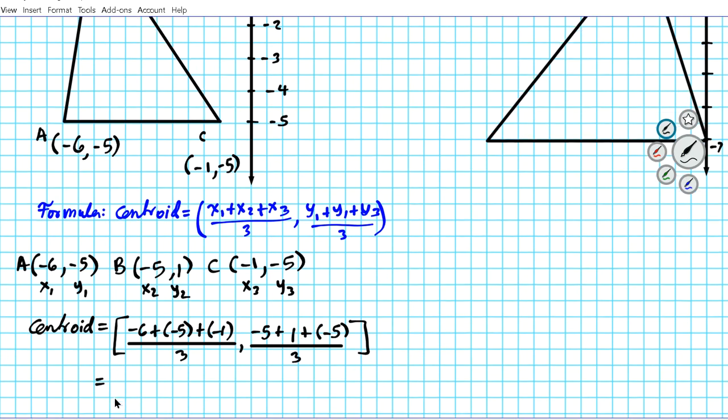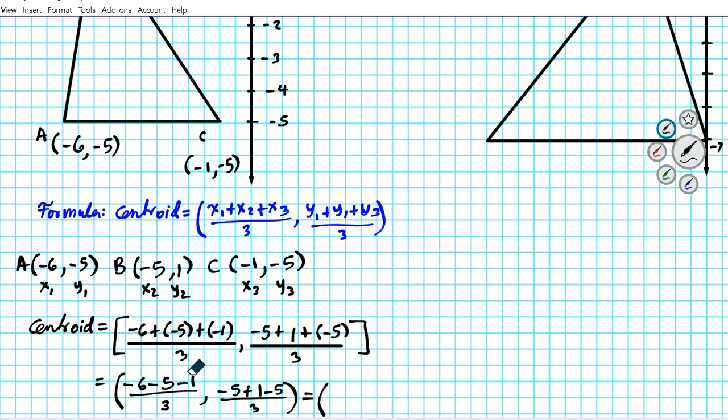So for the x coordinates, we have, oh, they're all positives, right? So it just reduces to negative 6 minus 5 minus 1 over 3, because when you multiply positive and negative, you always end up with negative, right? And then over here is going to be negative 5 plus 1. And then positive times negative, anytime you multiply different signs, it's always a negative. Over 3. Now, using arithmetic order of operations, the numerators group together, so we'll do that.